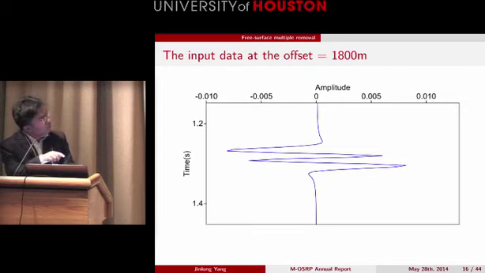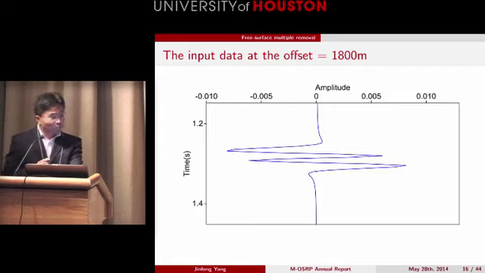Next, I will pick a trace to look at some detail. This is the input data at the offset 1800. This is one trace. You can see the primary and the multiples are overlapping. You cannot see which one is multiple or primary.